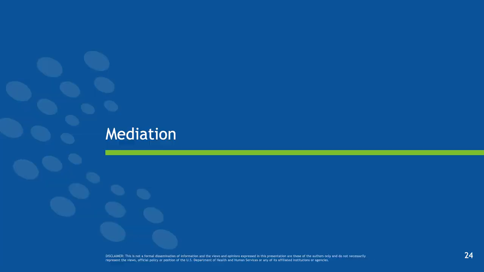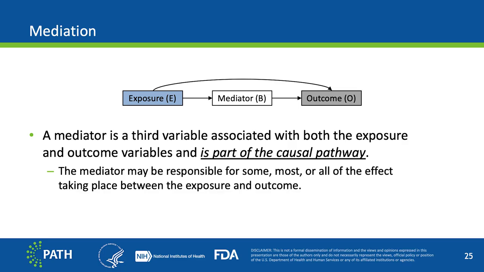Now let's talk about mediation, which is quite different in terms of how it works. We start with an exposure E and an outcome O, and we have a third variable that we're going to call B, which is the mediator. Unlike the previous case, where the third variable was something that could modify the relationship between the two variables, this variable is part of the causal pathway.